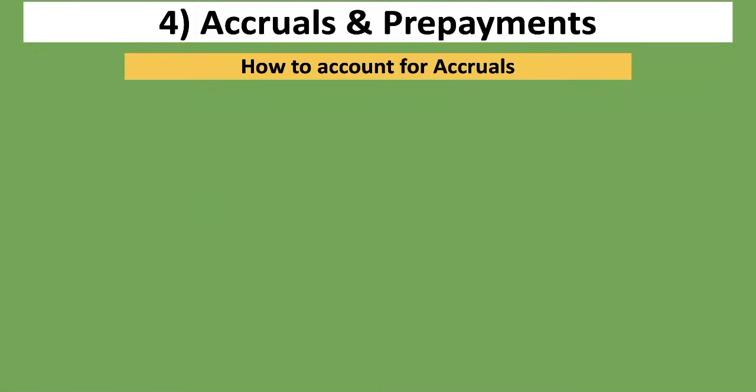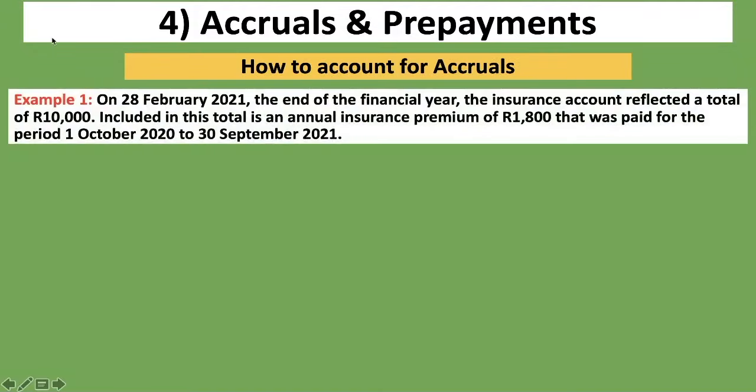The first one we have here, we are told that on 28 February 2021, the end of the financial year, the insurance account reflected a total of 10,000 rand.